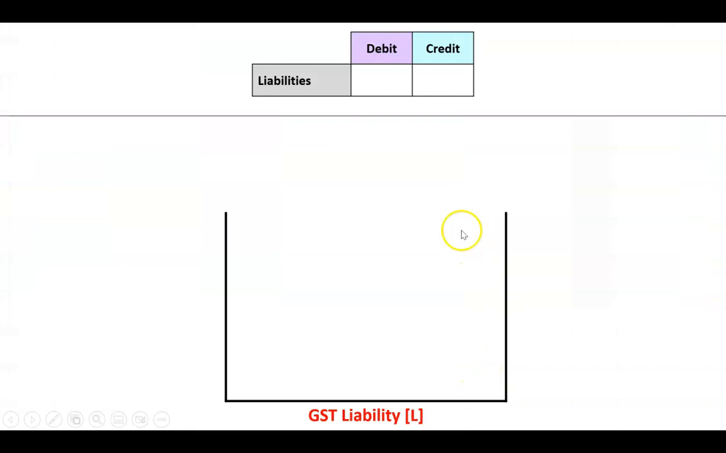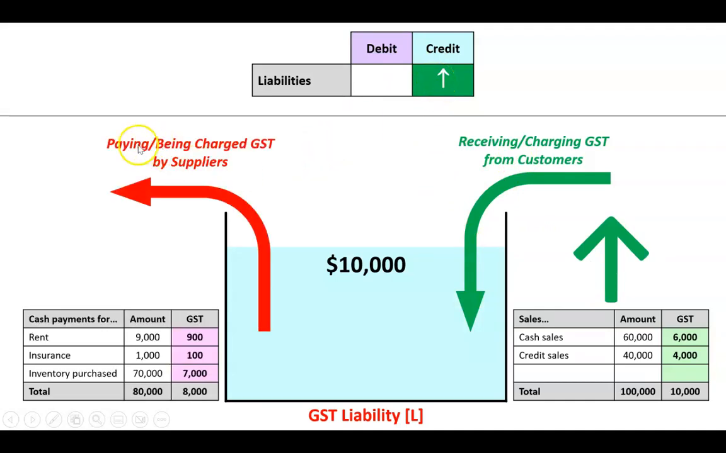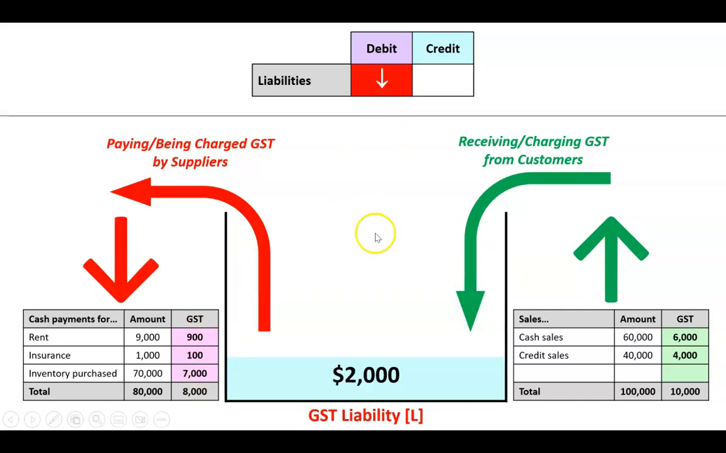So, because we assume that GST is a liability, it follows the rules of debits and credits of a liability. So let's take this example here. When we received the GST of $6,000 on cash sales and $4,000 on credit, that increased our liability. So the rule says when a liability increases, that would be a credit. And when we paid GST, or we were charged it by our suppliers, so that's what these figures here, that would decrease our liability. So that would be a debit. And that's the rules of debits and credits for GST.